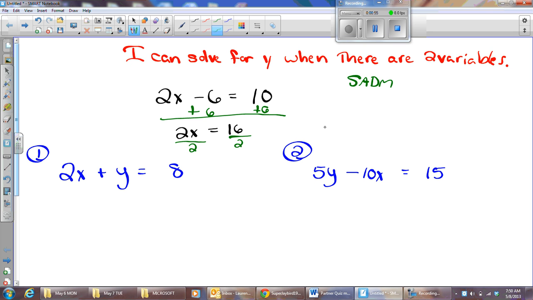And so when I do that, I'm going to get the equation x equals 6. And you guys are getting pretty good at this. Mrs. Sopko and I are very impressed with how you're doing.